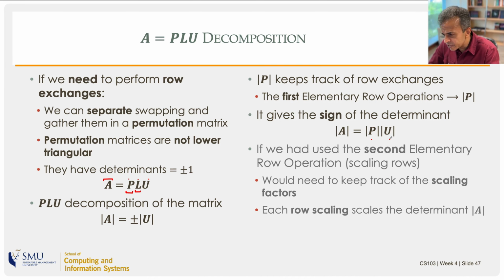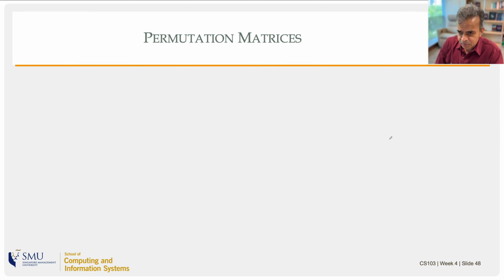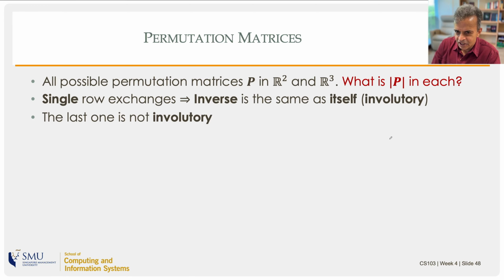So if you had used the second ERO, then we would have had to keep track of the scaling factors also. Well, luckily for us, we didn't do that. Now, a couple more words about the permutation matrices. We can actually write down all possible permutation matrices in R2 and R3. You can actually compute the determinant of each one.